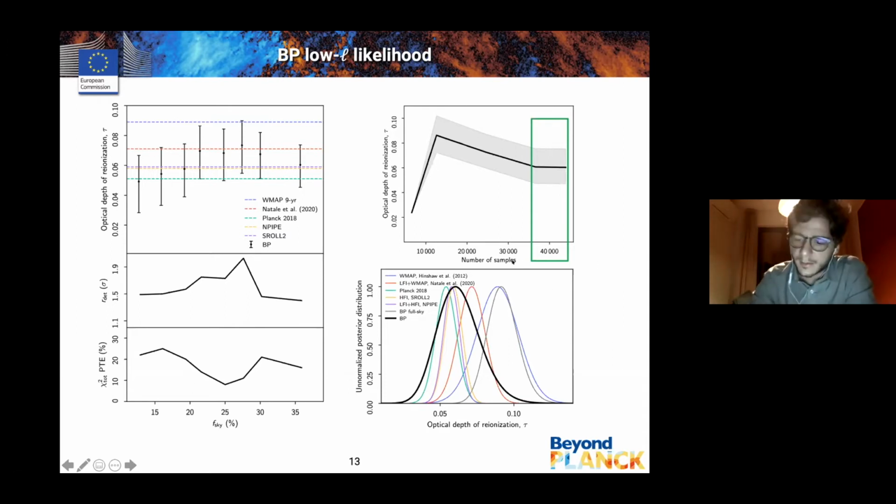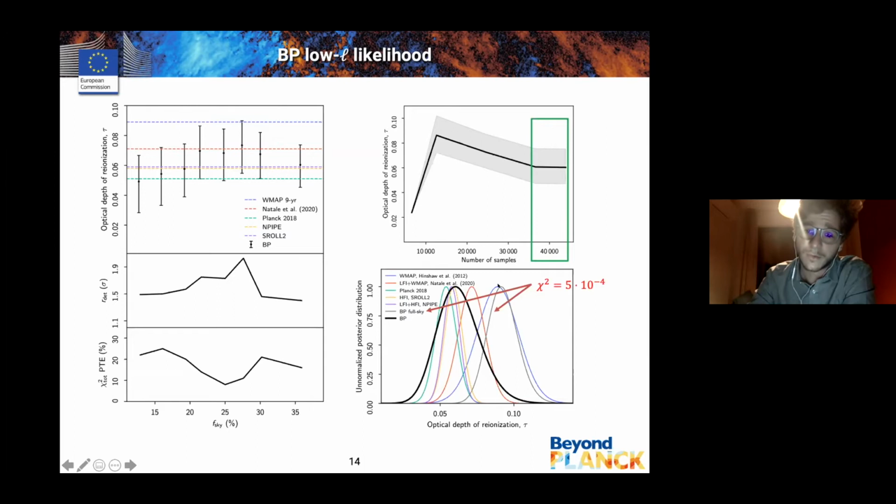On the other hand, if we move to this plot on the bottom right, here is a comparison of the posterior distribution of tau with respect to other experiments, and you can see that there are 2 BeyondPlanck posterior distributions. We have a full sky one that is not actually full sky, but this just means that we are covering only the galactic plane, so it corresponds to about 72% of the sky. And in this case, we have a huge bias in the tau estimates.